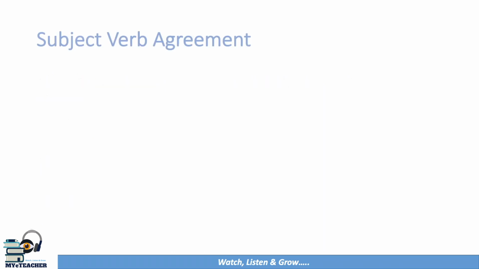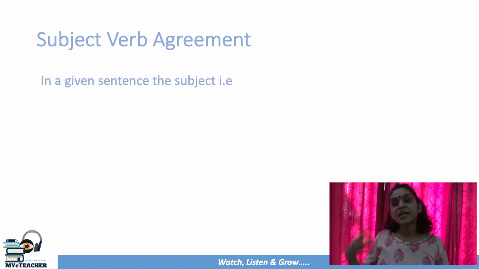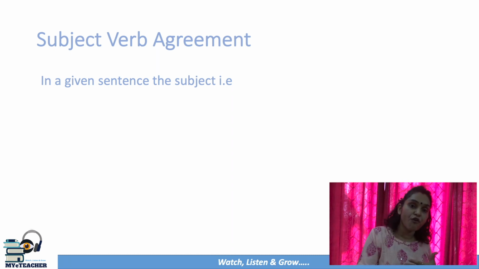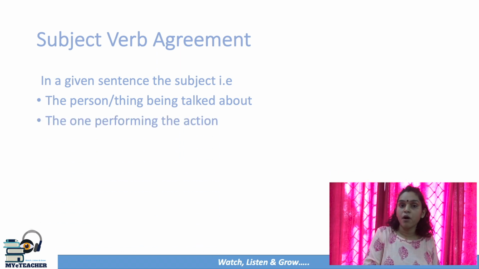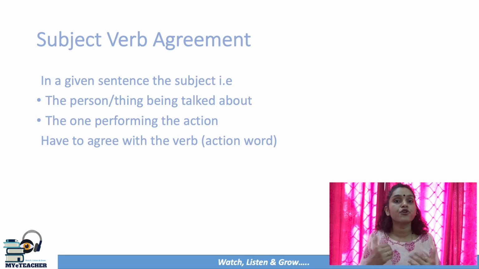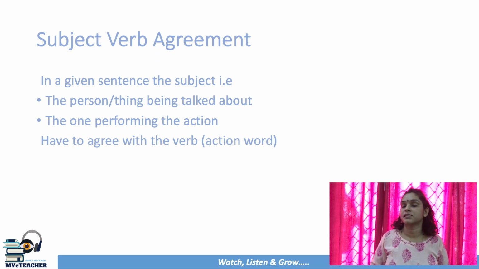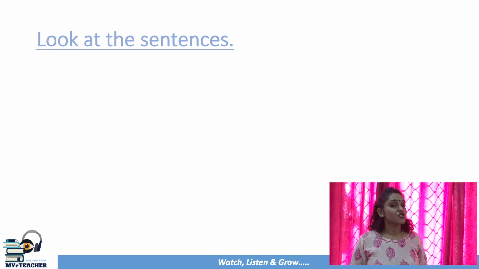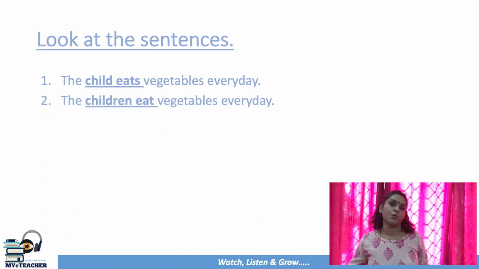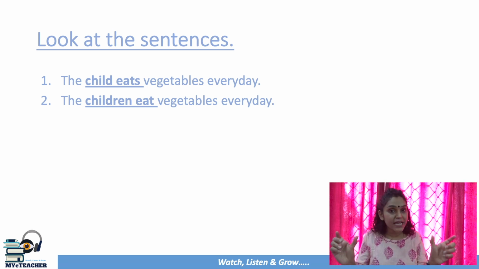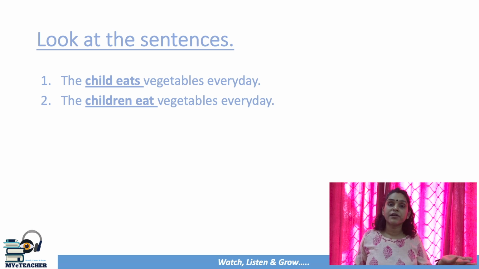An important concept that we need to learn here is the subject-verb agreement. Now, what do you mean by subject-verb agreement? In a given sentence, the subject, that is the person who's performing the action, or the person who's being talked about, has to agree with the verb, that is the action word. Now, what do you mean by this? Look at these two sentences and compare them. The child eats vegetables every day. The children eat vegetables every day. When we look at these two sentences, we see that with child we use eats, and with children we use eat.